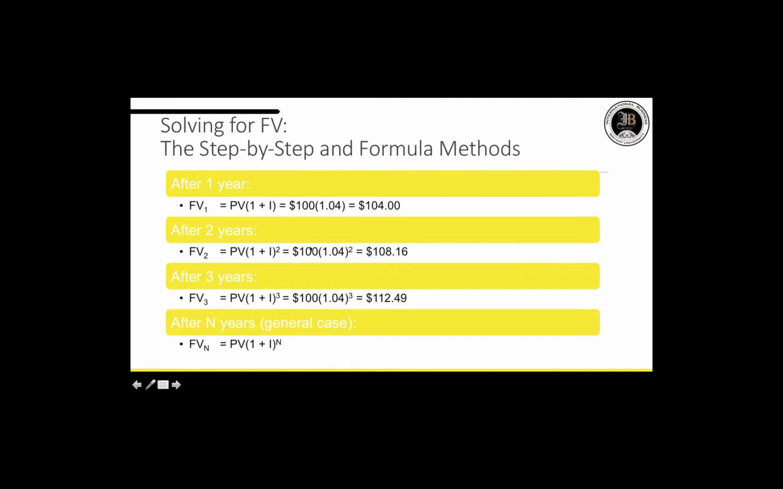So the formula for 2 years would be $100 originally times 1.04, which is 1 plus the interest rate, raised to the second power, or in the third year, raised to the third power. This allows for the compounding and not just simply 104, 108, and 112. The general case then is the future value in n years, could be 5, could be 10, is the present value times 1 plus I, or the interest rate, to the n power, which could be those 5 or those 10.